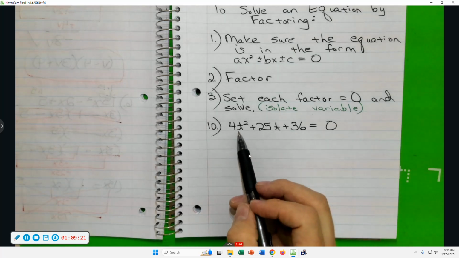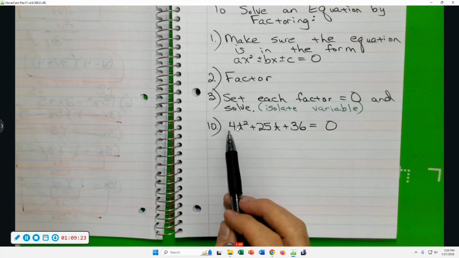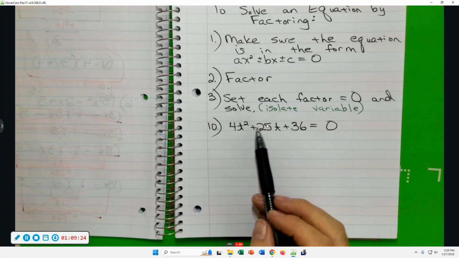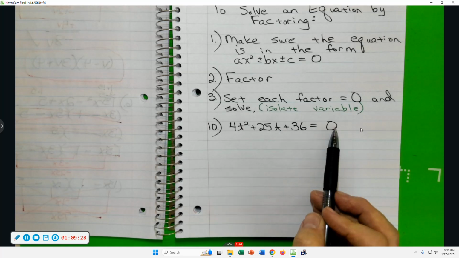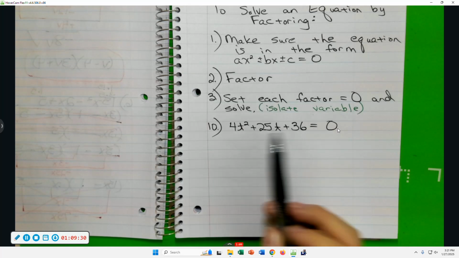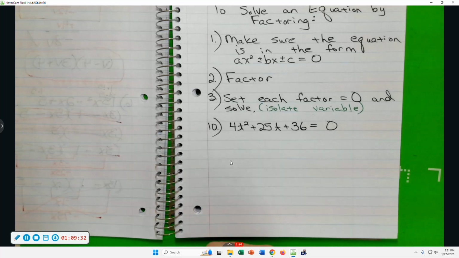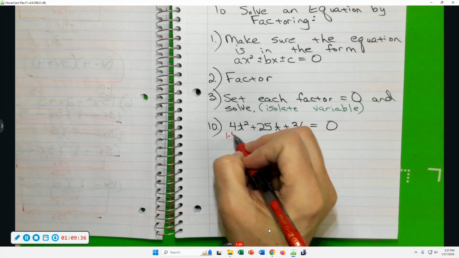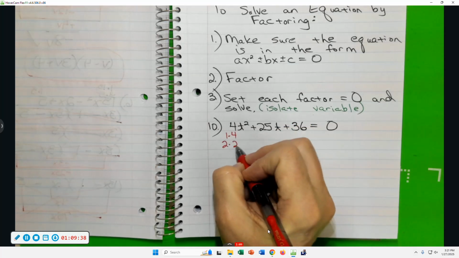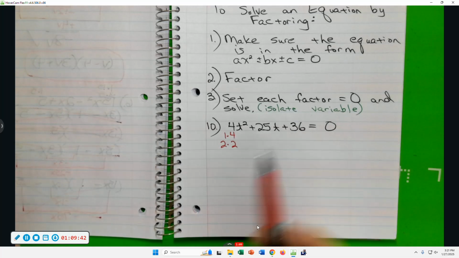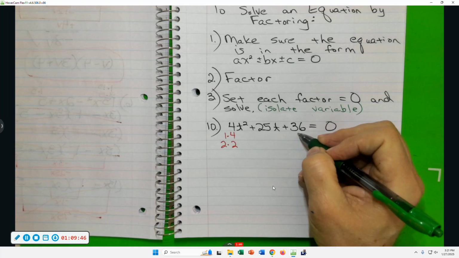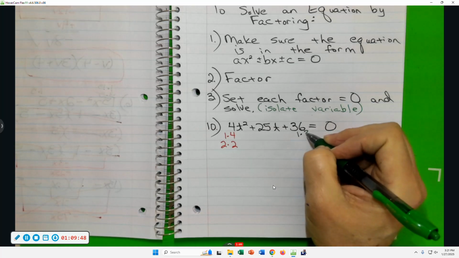Okay, 4t squared. First of all, notice it's already in the form we need: variable squared, variable, no variable, 0 on the other side. So for 4, there are two pairs that could give us a 4: 1 times 4 or 2 times 2. You tell me what can multiply together to give us 36. I'm going to do the first one, 1 times 36, and then I'll be quiet.